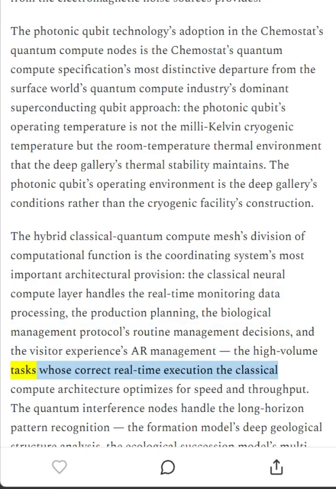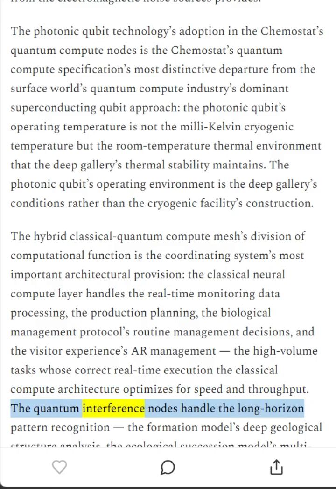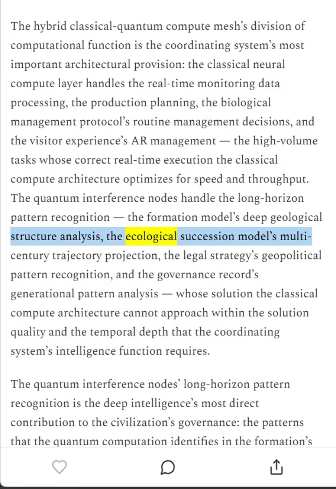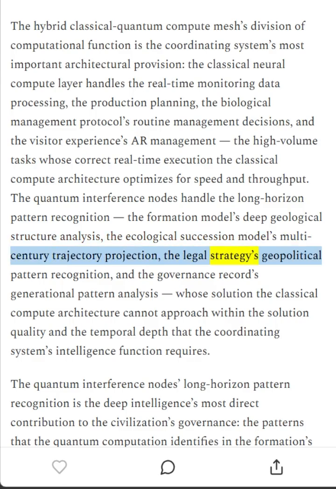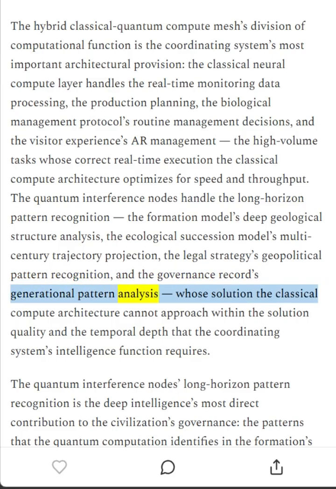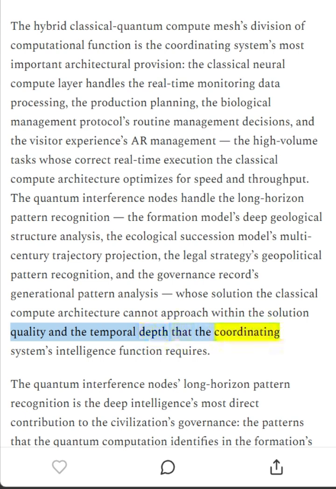The high-volume tasks whose correct real-time execution the classical compute architecture optimizes for speed and throughput. The quantum interference nodes handle the long-horizon pattern recognition, the formation model's deep geological structure analysis, the ecological succession model's multi-century trajectory projection, the legal strategy's geopolitical pattern recognition, and the governance record's generational pattern analysis, whose solution the classical compute architecture cannot approach within the solution quality and the temporal depth that the coordinating system's intelligence function requires.